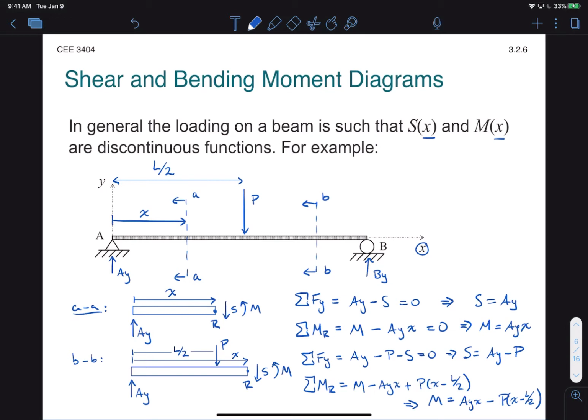So what we do is we express this as a piecewise function and say that certain equations are only valid for certain ranges of x. So for example, the first set of equations is valid for x between 0 and L/2, while the second set of equations is valid between L/2 and L. Note that the point L/2 here remains somewhat ambiguous because it is a point of discontinuity.